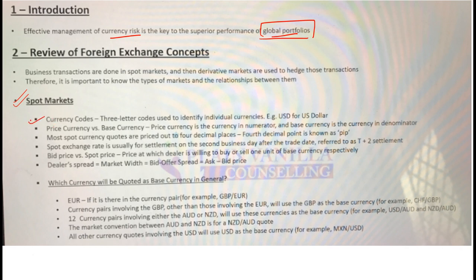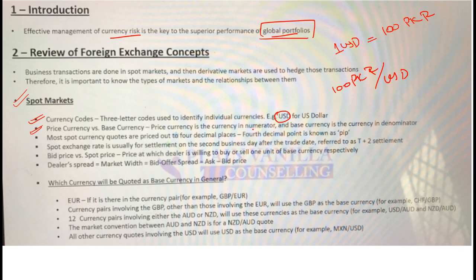Moving further, there can be currency codes. What are currency codes? There is a different code that is generally used in the market for a currency. Like for example, for US dollar, the code is USD. For Pakistani rupee, the code is PKR. For Euro, the code is EUR. When we talk about currency exchange rate, the exchange rate can be told with respect to a price currency and base currency. How? If I tell you that 1 USD is equal to 100 PKR, so it is like 100 PKR to 1 USD. So the exchange rate is 100 PKR to 1 USD.